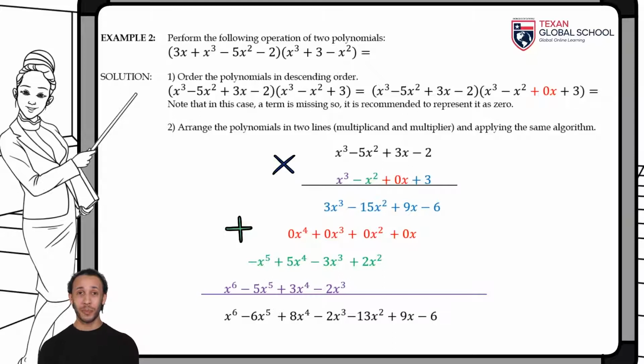We then arrange the polynomials in two lines and multiply the terms of the multiplier by the multiplicand. We then add like terms according to the columns and thus obtain a result of x to the 6th power minus 6x to the 5th plus 8x to the 4th minus 2x cubed minus 13x squared plus 9x minus 6.